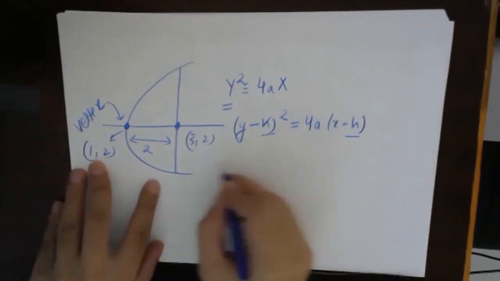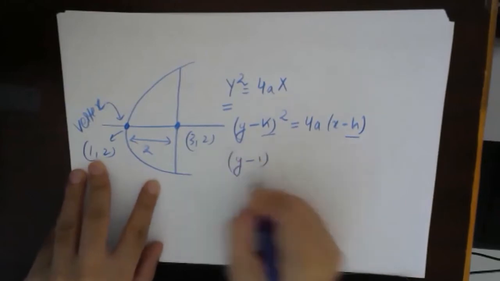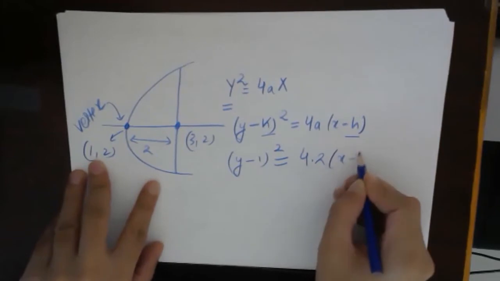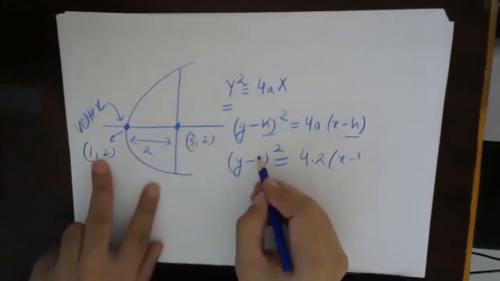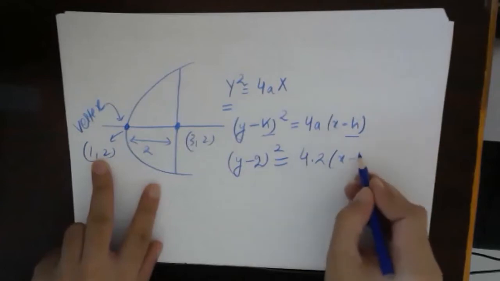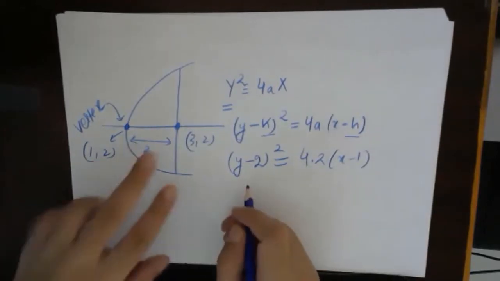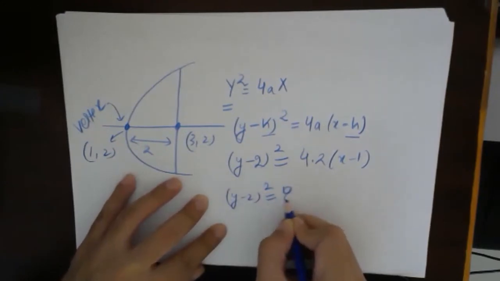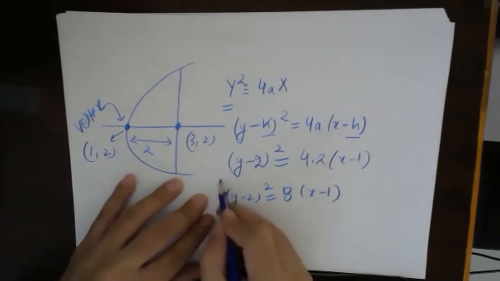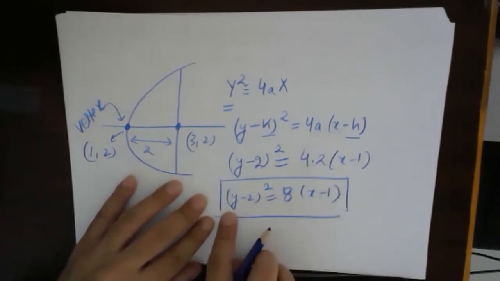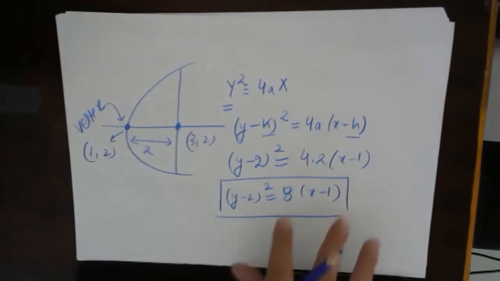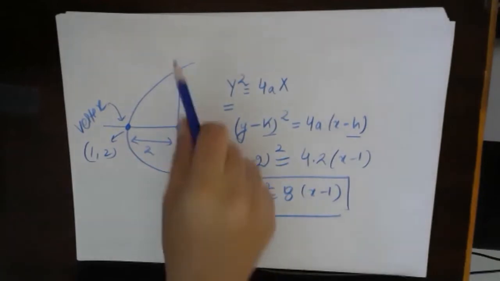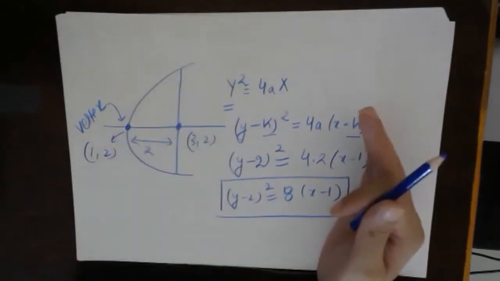If I substitute here, a is 2, k is 2, and h is 1. So the equation of this kind of parabola becomes (y minus 2) whole squared equals 8(x minus 1). I can simplify it further by opening the square and multiplying the 8 inside, but till here it is okay. This is the parabola which is right side open.